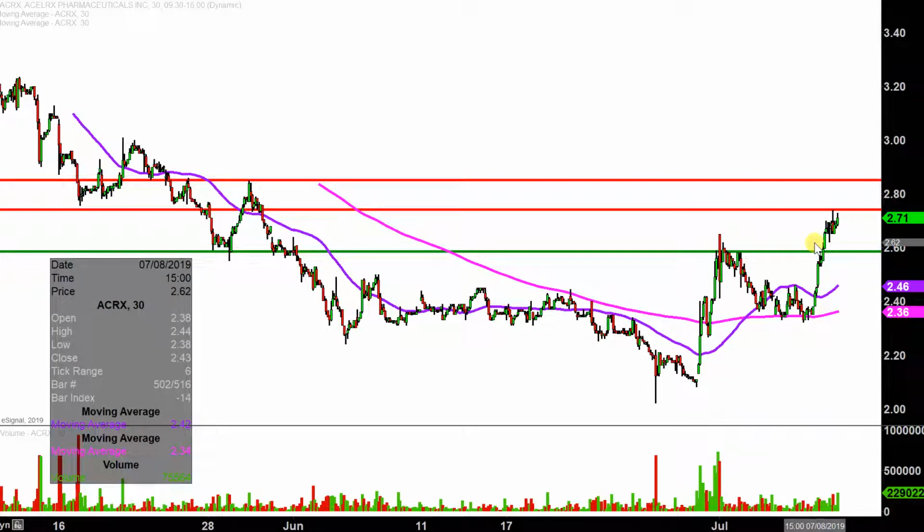All in all, though, very nice movement today. And as long as the price continues to chip away and build those higher bases like it's been doing for the past couple of weeks, that is the name of the game.